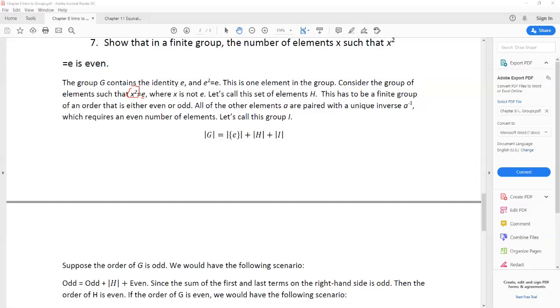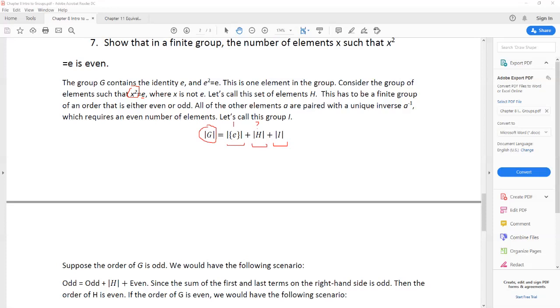So let's call that set I. So what do we have? Well, I have G, which has an order to it. And I've now partitioned G into three parts. We have the identity that's in G, and its order is 1. And then I have H, which consists of all elements such that their squares give you E. And at this point, I really don't know the order of H. So I'm going to suspend that for now.